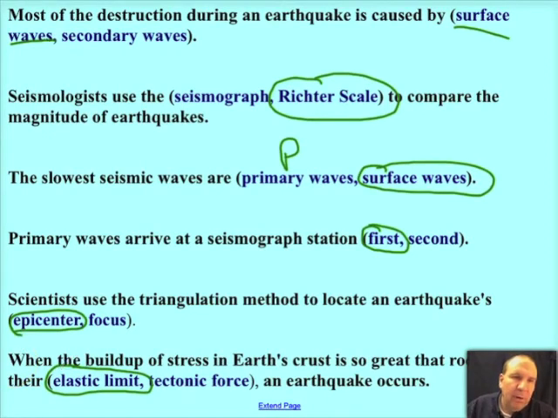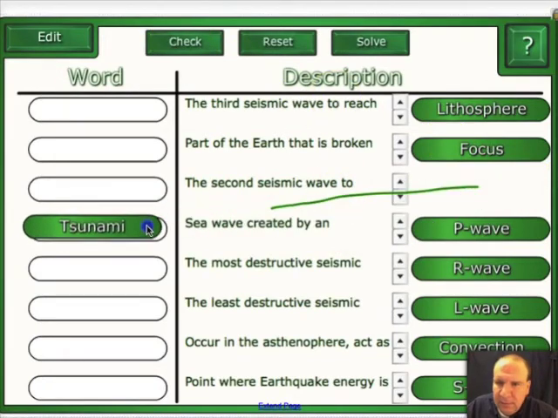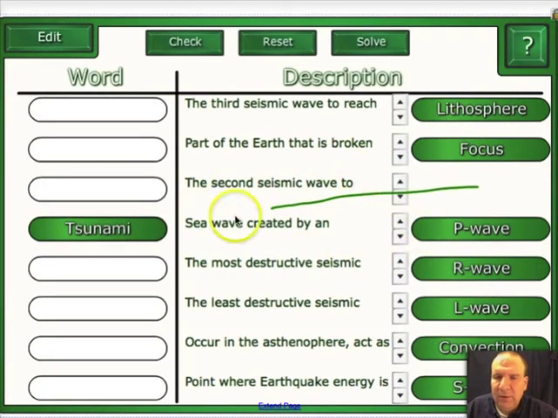So we got a couple more slides on vocab. Let's see how you do. So let's just start in the middle. Sea waves generated by, well, this is tsunami. That's a tsunami. So this is kind of a review of some of the other stuff, but there's some new ones in here. The most destructive seismic wave. Again, now let's pretend I don't know that for now. So let's just skip it. Let's just do the ones I know for sure.